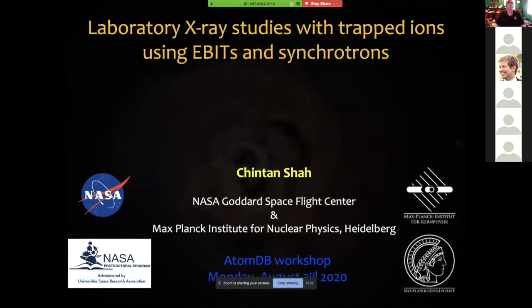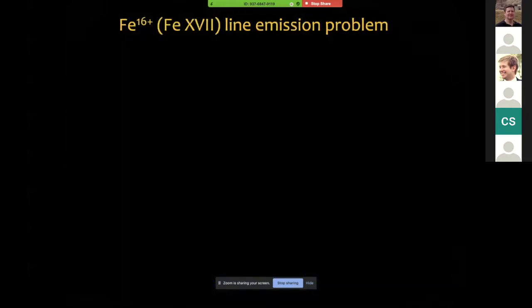I'm Chintan Shah, and I'm going to talk about laboratory X-ray studies with trapped ions using electron beam ion traps and synchrotrons. One of the very first problems that I'm going to talk about is the iron 16 plus line emission problem. Lee already mentioned a brief introduction to this problem.